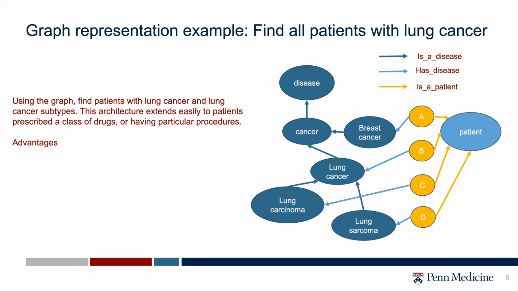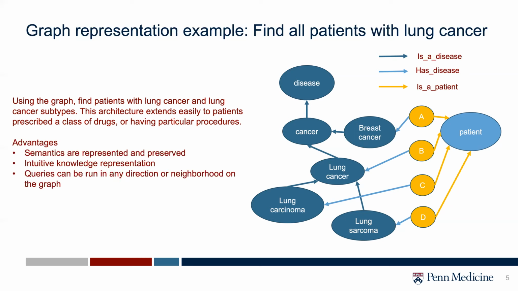So just to review the advantages of this representation. Semantics are represented and preserved. Intuitive knowledge representation is provided by the graph. Queries can be run in any direction or neighborhood on the graph. It's scalable. Nodes can be added or updated as needed, and sometimes this is a difficult thing to do in a traditional relational schema.